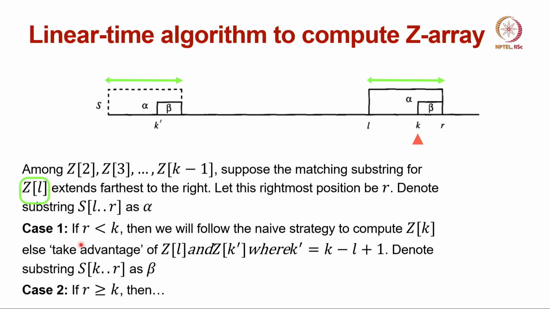Case 2 is where we will save time, and that is when R is greater than or equal to k. So this is when we can pull some information from the previous Z values. So observe that ZL now extends until R, and R is greater than or equal to k. So then we have some information that maybe we can use to infer something about Zk.